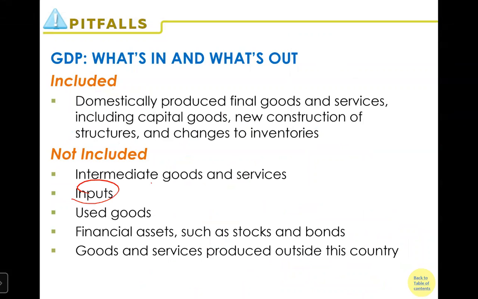Inputs are similar to intermediate goods because they're going to be used to produce something else, right? Used goods come from a previous year. Financial assets are just a contract. It's just a legal document showing the ownership of the legal entity, right? And goods and services produced outside the country are excluded because GDP is domestic, right?